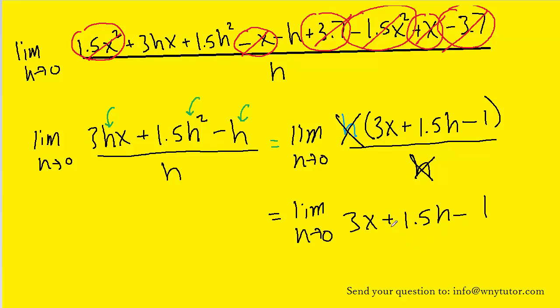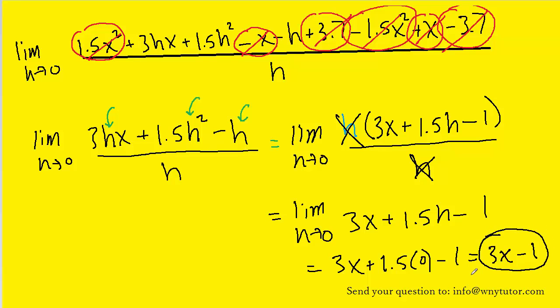And it is at this point in the problem that we can finally plug 0 in for h, because there is no longer an h in the denominator. And so if we do so, we have the following. Notice we no longer have to write the limit as h approaches 0, because we are finally allowing h to become 0. And this expression will simplify to the final answer of 3x minus 1, which is the derivative of the original function.